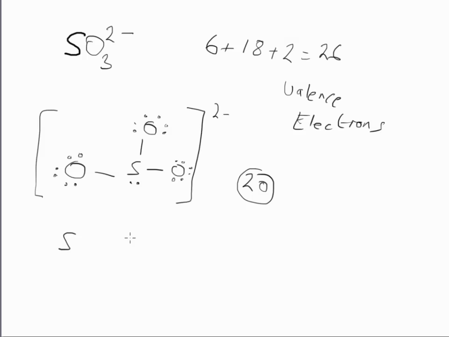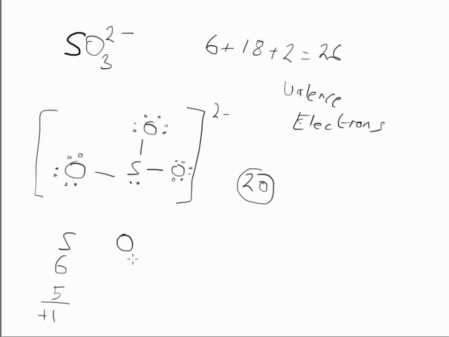So let's think about the sulfur. The sulfur has got 6 valence electrons. And it's got how many electrons around it? It's got 2 here, 2 here, and 2 here. So that's a total of 6. But because they're bonding, we divide it by 2 to give 3, and then 4, 5. So the formal charge on the sulfur is actually +1.